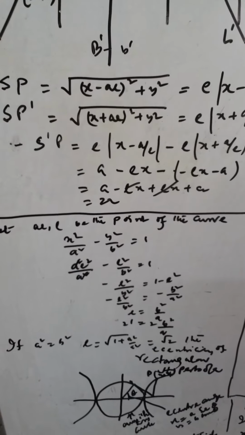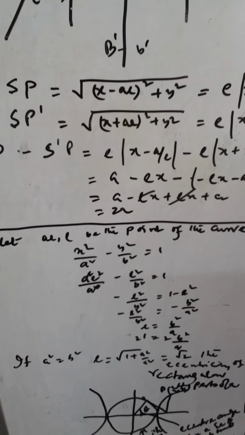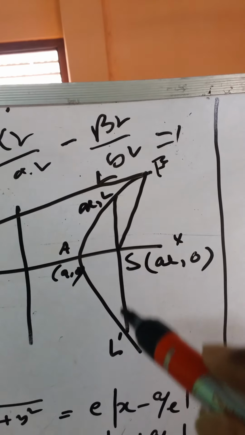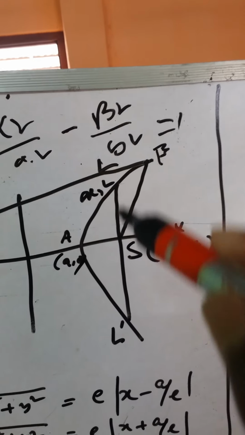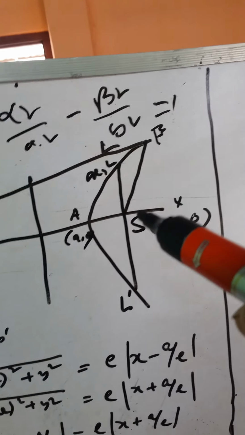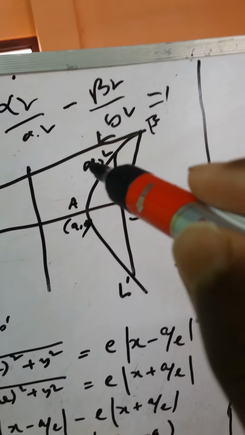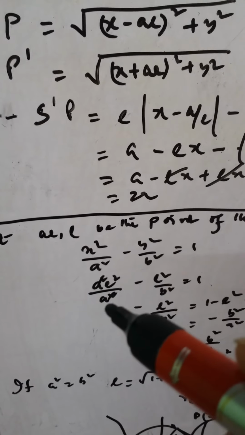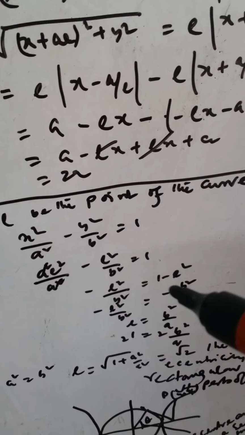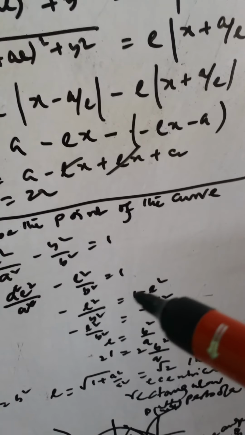Now what is the length of latus rectum? The definition of latus rectum: the chord which is perpendicular to the axis through the focus, that is latus rectum. Let this point be ae, l. So ae, l must satisfy the equation. So putting this value, we get l square by b square equal to e square minus 1, and e square minus 1 equal to b square by a square from here.